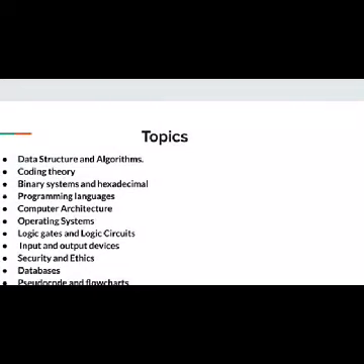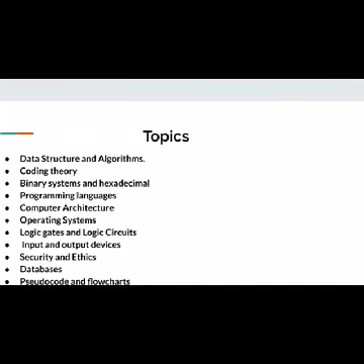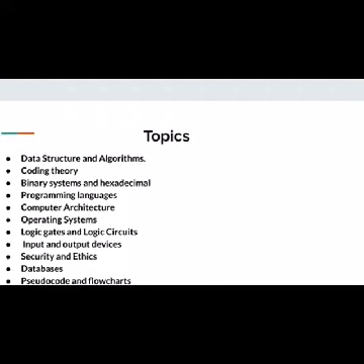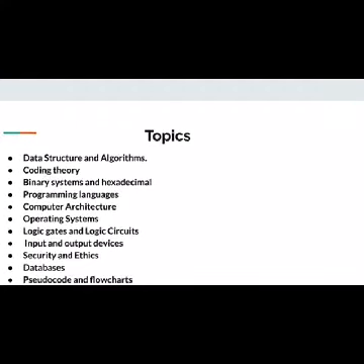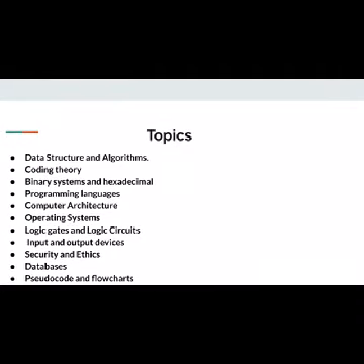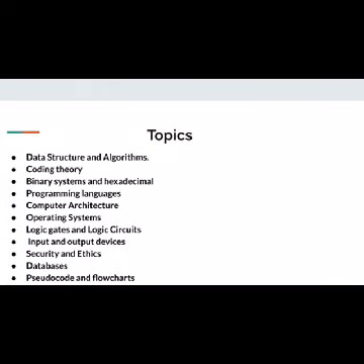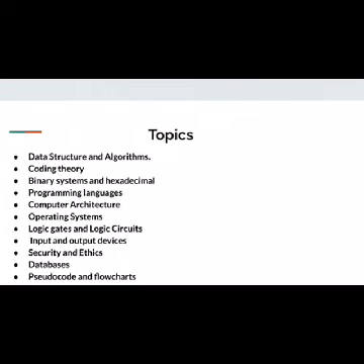I hope you got an idea about computer science and its studies. So coming to this, introductory computer science classes cover topics like data structures and algorithms, coding theory, binary systems and hexadecimal, programming languages, computer architecture, operating systems, logic gates and logic circuits, input and output devices, security and ethics, databases, pseudocode and flowcharts, and programming concepts.